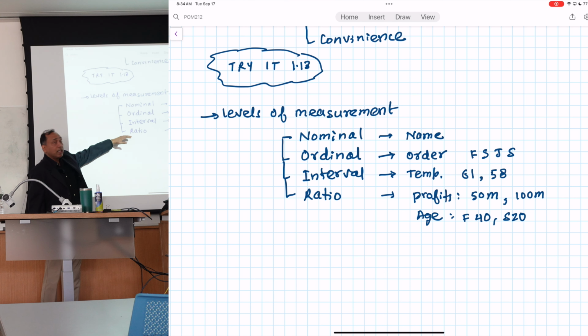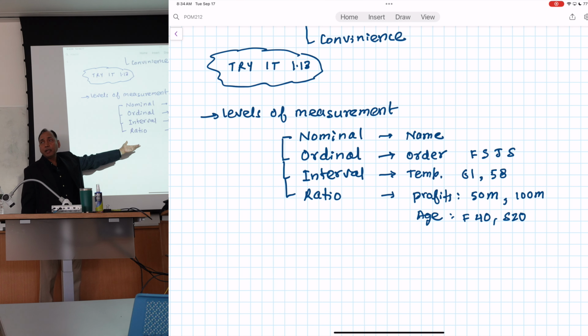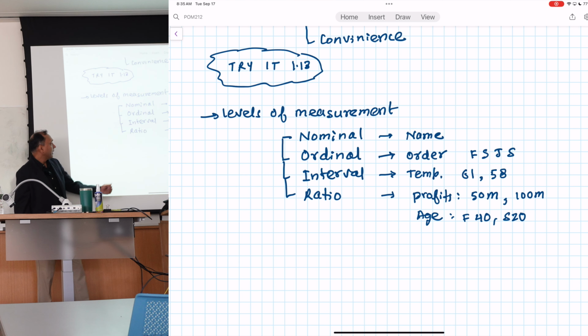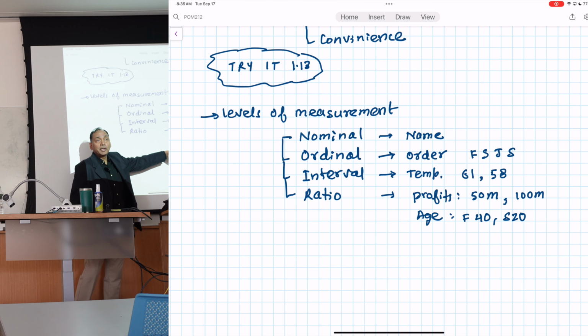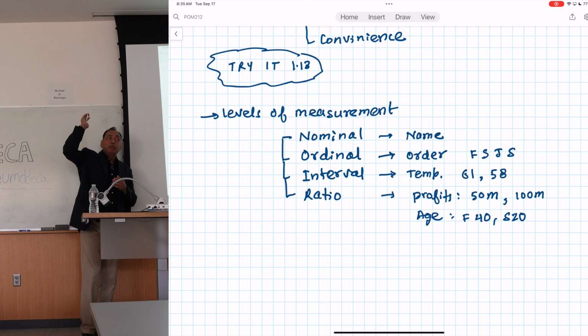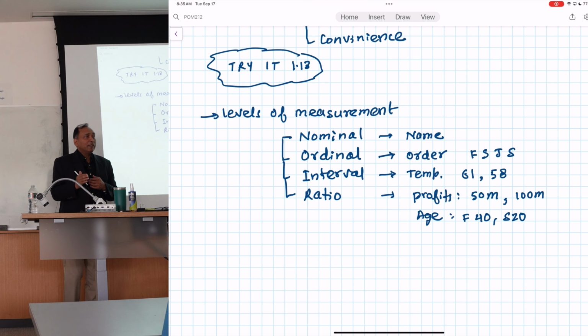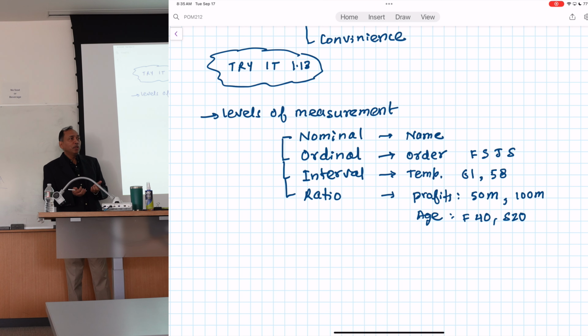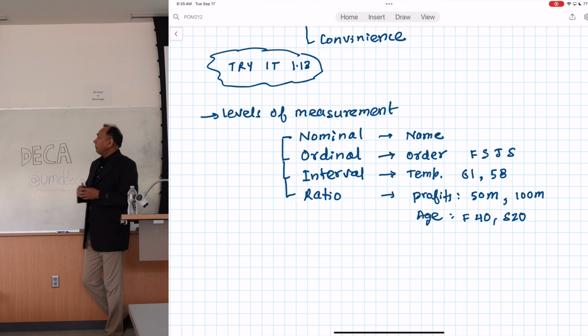So each level has properties of the previous ones, like ratio still has a name. So profit is a name for some metric that a company is using. It could be sales, revenues, expenses. Age is a name. So it has a name, and then you have some data. So each level has properties of all the previous ones. A good thing because of that is, by the time you reach here, the information contained in the data is quite high. You can do so much with ratio data compared to the previous ones.